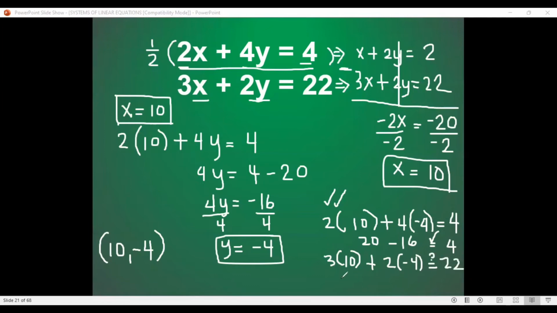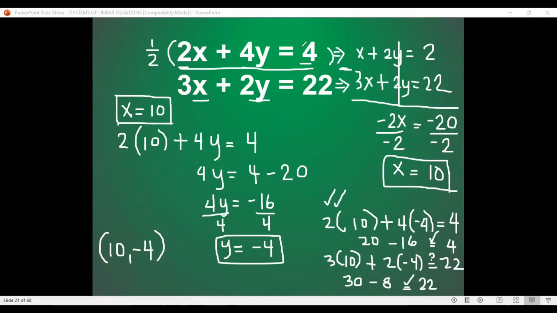Okay, so 3 times 10, that is 30. And you have a positive, or 2 times negative 4, that is negative 8, so minus 8. And obviously, that will also be equivalent to 22. Okay, so that is how we solve systems of linear equations.